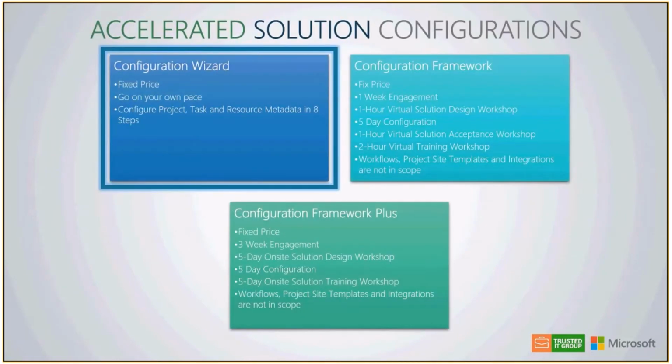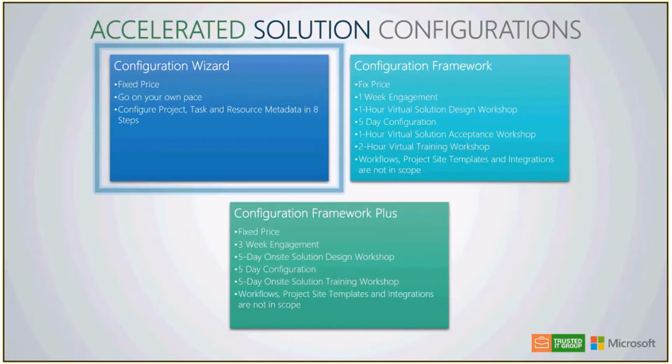So just to give you an overview of our accelerated solution configuration options, we have our configuration wizard, our configuration framework, and then we have the framework plus. They all are fixed price, they all are quick accelerated solutions, and they all give you the ability to get up and running with Project Online really quickly without having to spend a lot of time or a lot of money. You understand where the gaps are for future business needs, and then you can ask for more budget a little bit more efficiently because now you know what the needs are.